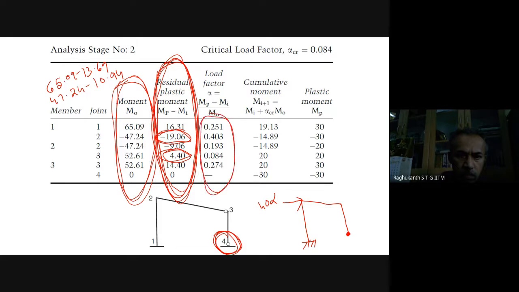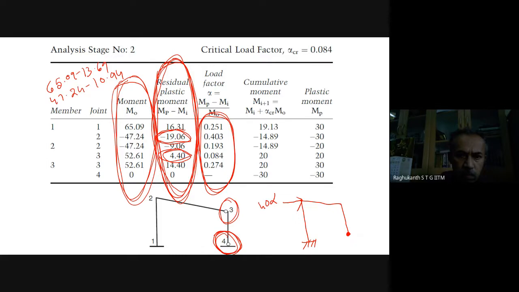And now which is the smallest one here among these load factors? Just simply this divided by M naught: 4.4 by 52.61, 19.06 by 47.24. If you divide this by this, you will get the load factor. Of course the residual plastic moment is 19, so still it has strength actually. It can take some more, but this joint 3 can take only 4.4.